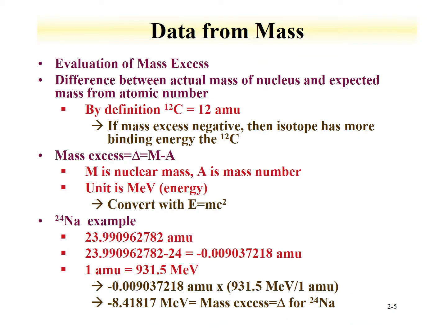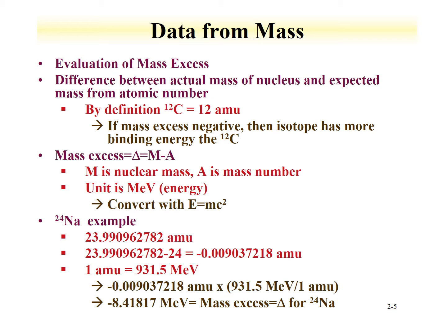From the first introduction of this lecture, we said that mass is going to be an important consideration in determining nuclear properties. So look at it this way. We can evaluate the mass of a given isotope. And what's the difference between the actual mass of the nucleus and the expected mass from the atomic number? So, for instance, if we define carbon-12 as 12 AMU, that's the definition.